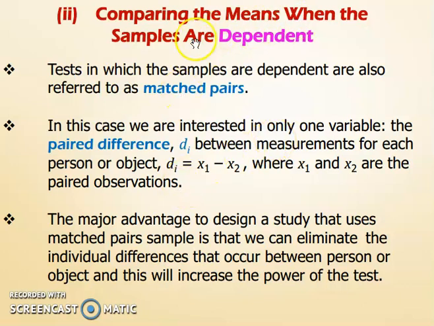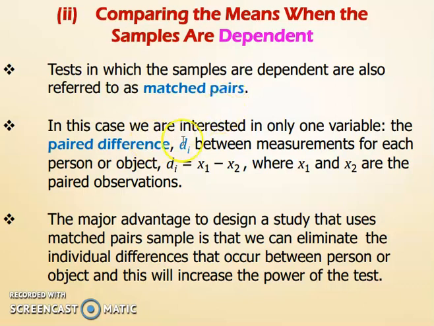Comparing the means when the samples are dependent. When we are using dependent samples, we call it the matched pairs t-test. Previously, when we used independent samples, we called it the pooled variance t-test. Now, when using dependent samples, it is the matched pairs t-test.